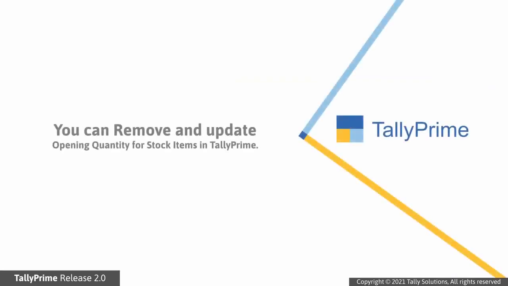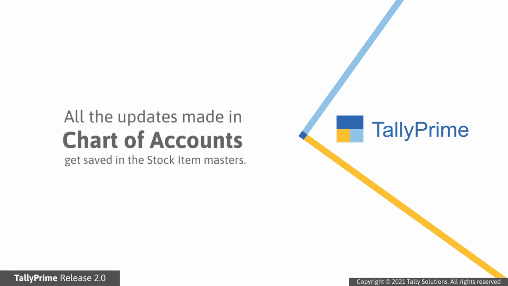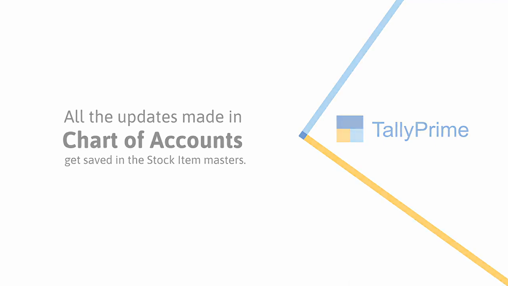As you saw, removing and updating opening quantity for stock items is a simple and quick process in Tally Prime. Moreover, all the updates that you make in Chart of Accounts get saved in the respective stock item masters.